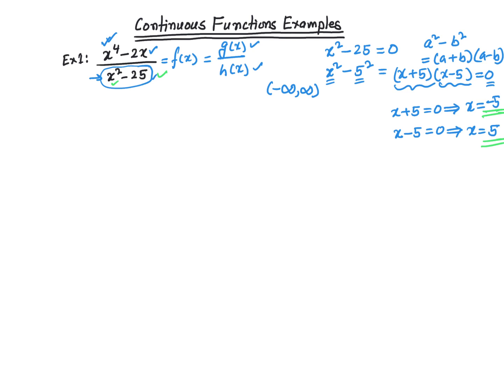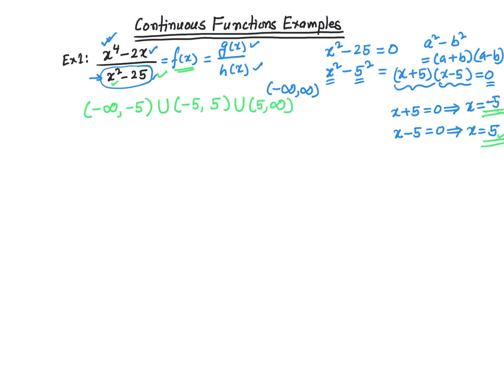So this function f of x is a continuous function, but your domain is going to be from negative infinity up to negative 5, and union, negative 5 to positive 5, because positive 5 is also a problem, right? Because it gives you 0 in the denominator, and then from positive 5 to infinity.